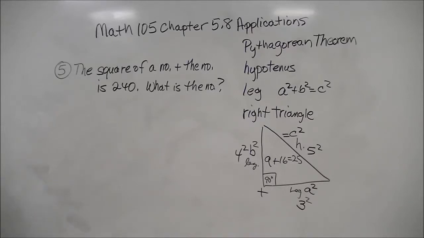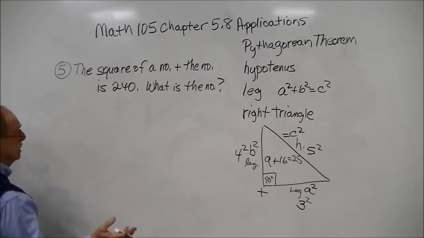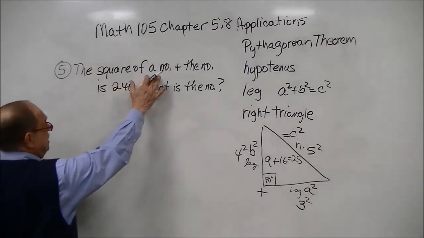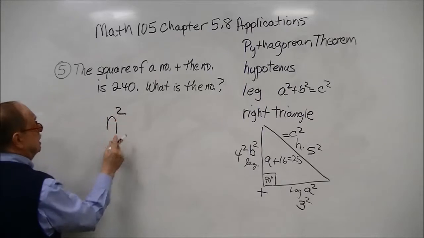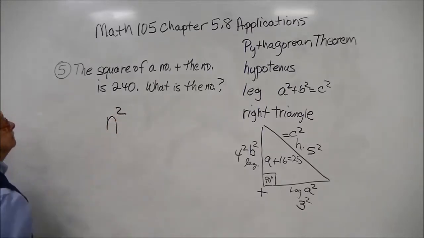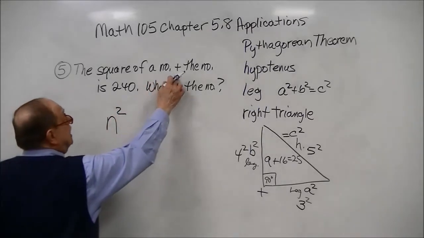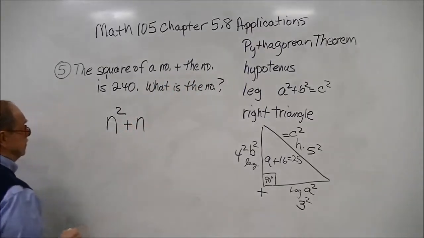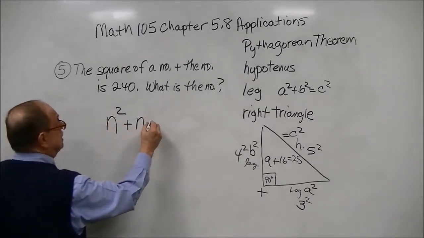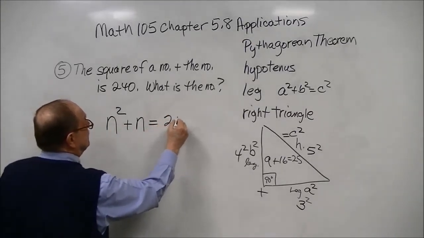And again, here we're working on word problems. We've done a few before. We want to, again, develop a strategy. You have to read it a couple of times. The square of a number. Well, we don't know what that number is, but that's the square of a number. Plus the number is, we said, was equal to 240.